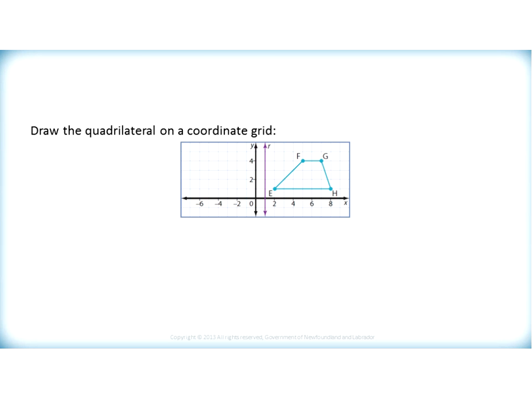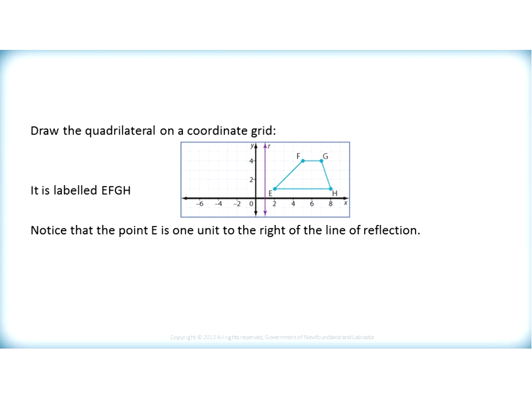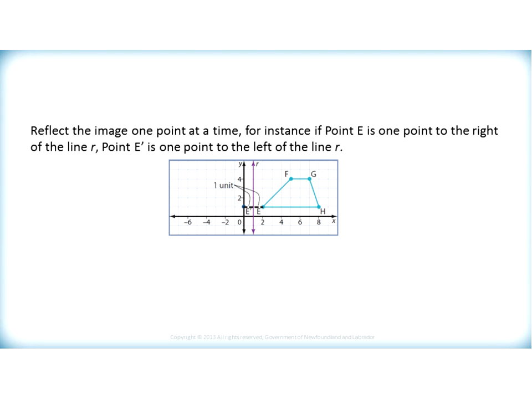We'll notice that point E is 1 unit to the right of my line of reflection. So the image of point E, which would be E prime, is going to have to be 1 unit to the left. Right? So if point E is 1 unit to the right of the line R, E prime is going to be 1 unit to the left of the line R. So here we've got point E, and the distance here is 1 unit. And we have E prime right here, and the distance is 1 unit as well.